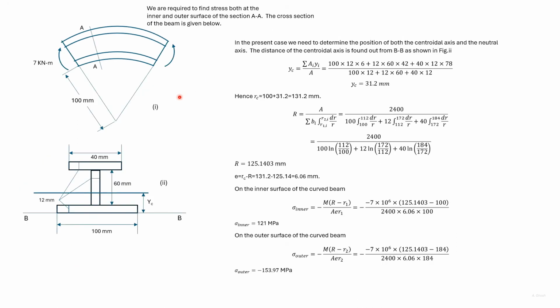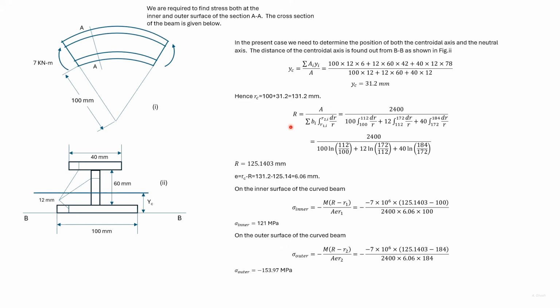Here we have a curved I-beam to which a moment is applied as shown. The radius of curvature of the inner surface is given. The I-beam is not symmetrical and the distance of the centroidal axis from a baseline such as BP has to be determined. So we determine YC using the usual procedure. YC plus the radius of curvature of the inner surface gives RC.